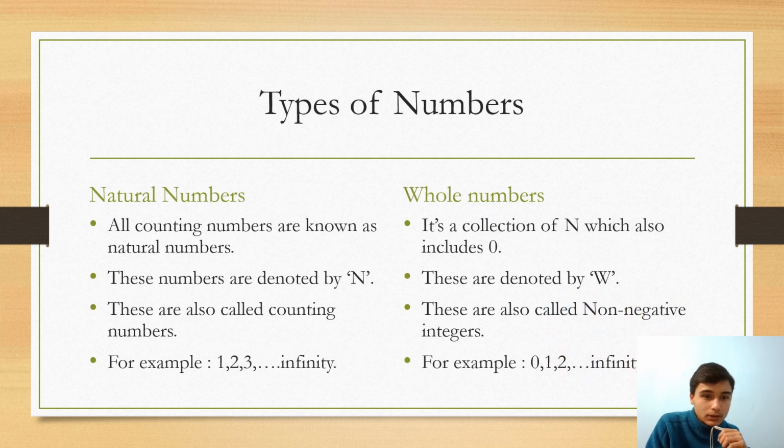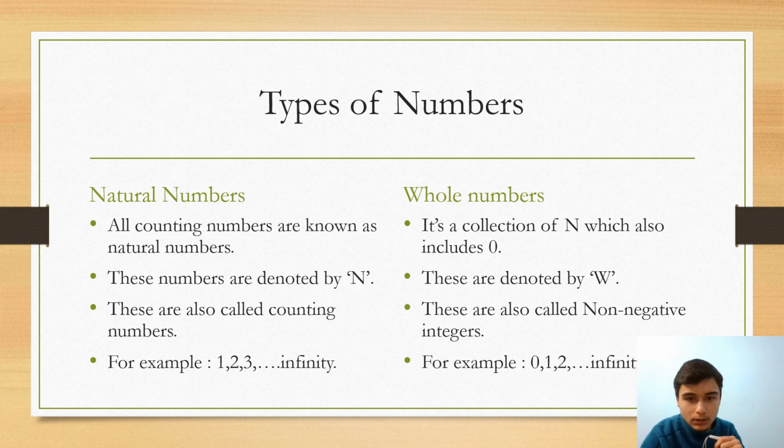Now, types of numbers. First is natural numbers. All counting numbers are known as natural numbers. These numbers are denoted by capital N. These are also called counting numbers. For example, 1, 2, 3 till infinity. So natural numbers simply start from 1 to infinity.